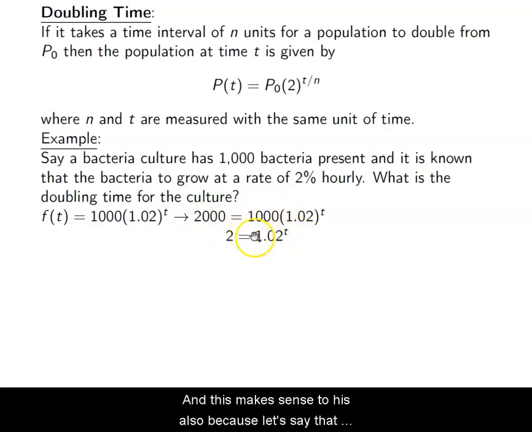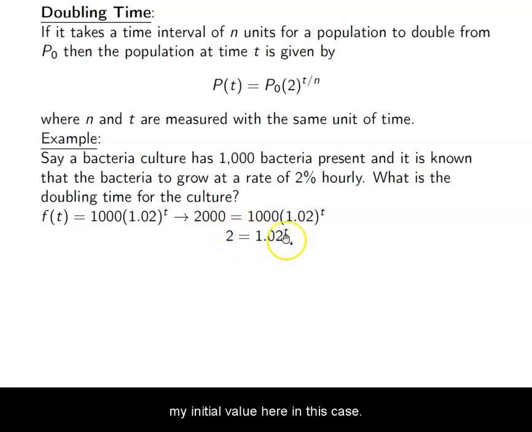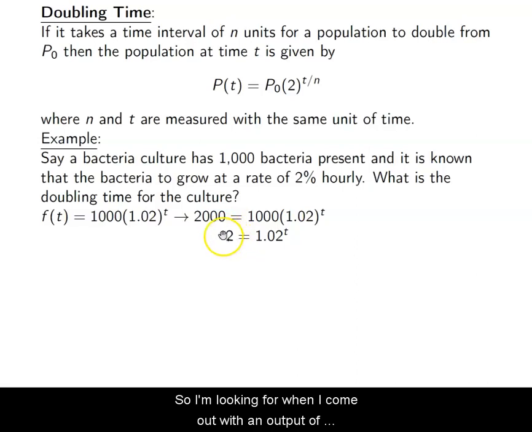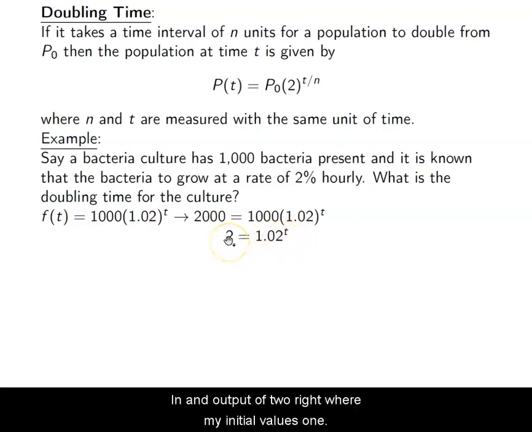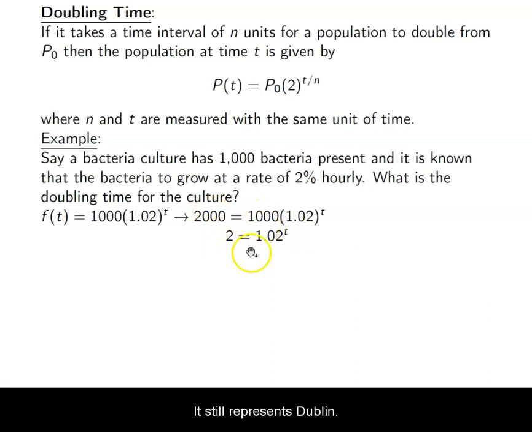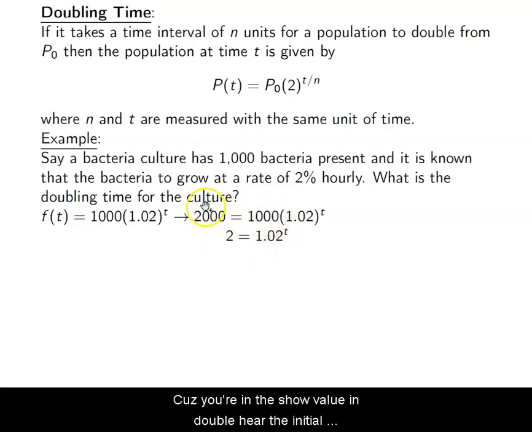And this should make sense to us also, because let's say that my initial value here, in this case, is 1 or 100%, right? I want to know when I double that, so I'm looking for when I come out with an output of 2. So whether I set this up as 1,000 and 2,000, or just my equation, right, just my growth rate, and an output of 2, where my initial value is 1, this still represents doubling, okay, because here initial value and double.